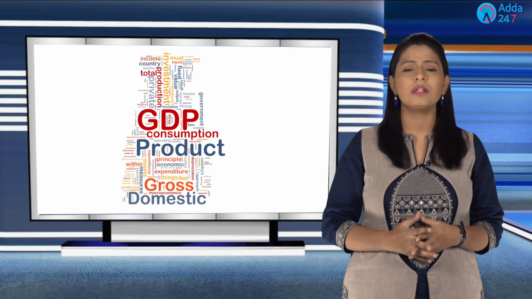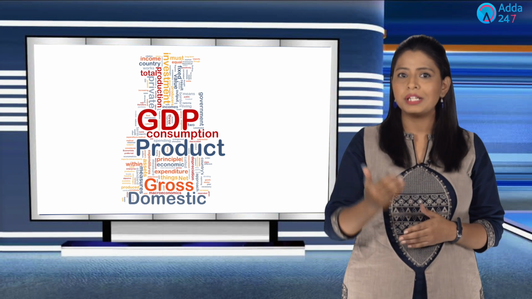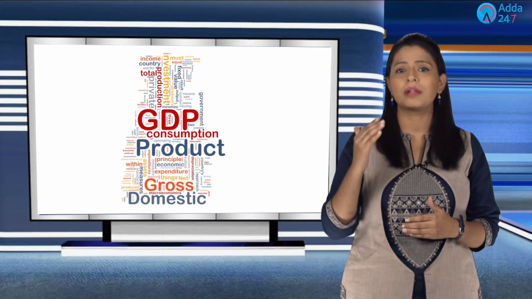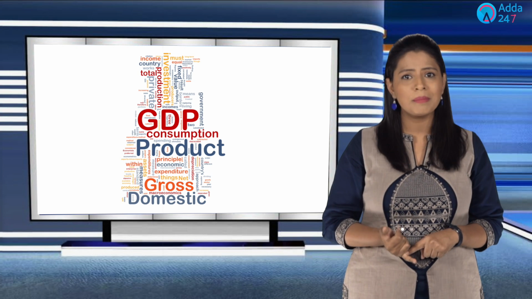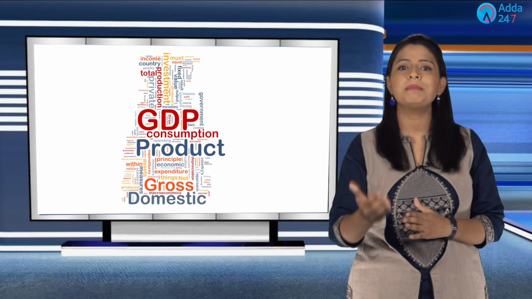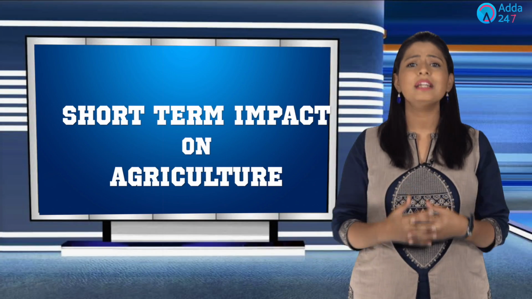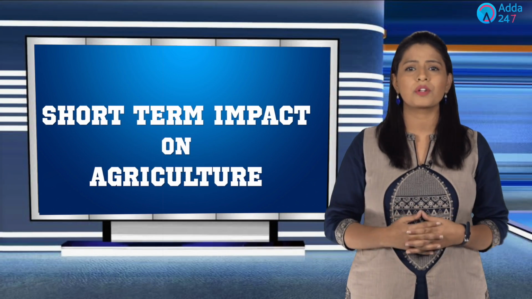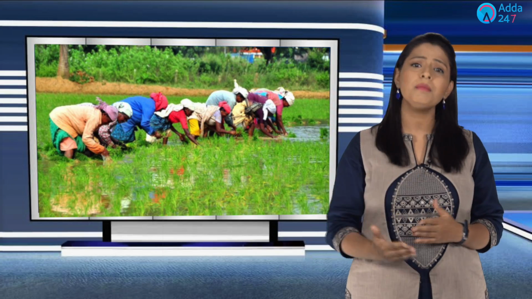After demonetization, the circulation of currency becomes less. So GDP will automatically become less because spendings will be less, consumption will be less, investment will be less and net export will go down. That is why GDP will go down in case of demonetization. So let's see the short-term effect of demonetization on the agriculture sector. Due to cash crisis, farm input is not available in the agriculture sector. So daily wage laborers or daily wage farmers will become jobless.